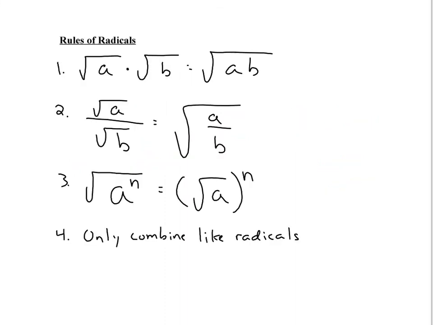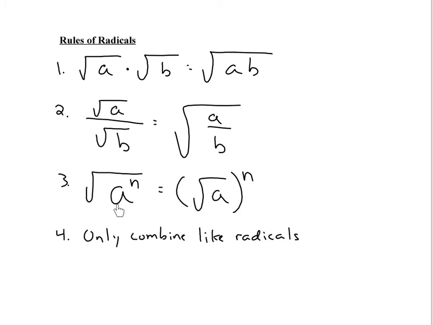There are 4 rules of radicals. The first one says root A times root B is equal to root AB. In other words, the product of the radicals is equal to the radical of the product. What we can do with multiplication, we can also do with division. So root A divided by root B is the radical of the fraction A divided by B. The quotient of the radicals is equal to the radical of the quotient.